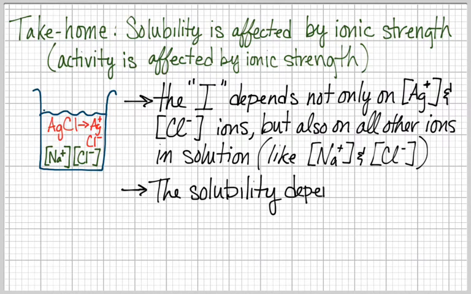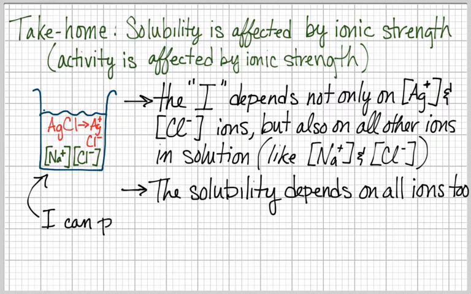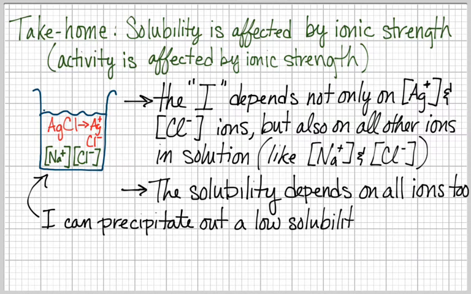Additionally, the solubility is going to depend on all ions in solution. So the ionic strength depends on all ions. The solubility is affected by the activity, which is affected by all the ions in solution. And so we often would do this in the laboratory. We could precipitate out a low solubility salt or ion even more readily by just adding salt.